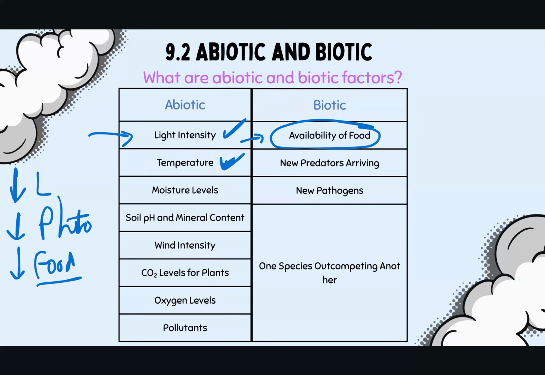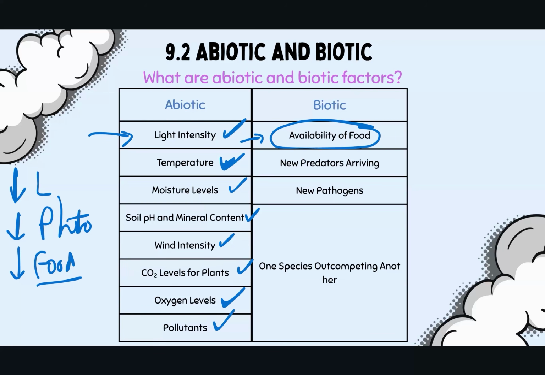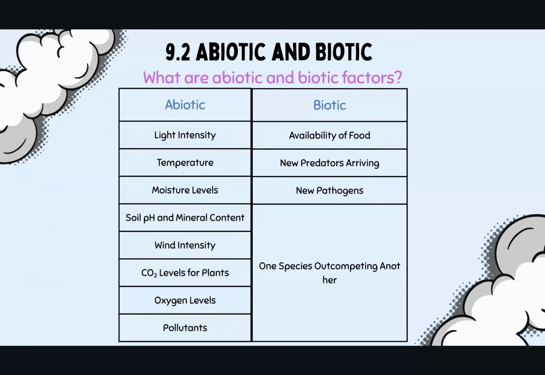Temperature is another abiotic factor, moisture levels, soil pH and mineral content, wind intensity, carbon dioxide levels for plants, oxygen levels, pollutants. Now, biotic factors are living factors that affect a community, so availability of food. But it can be abiotic factors that cause the biotic factor as well. New predators arriving that can mess up the food chain, a new pathogen, one species outcompeting another, so one having a genetic variation that helps it survive.